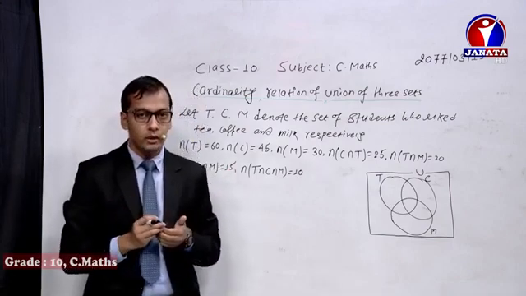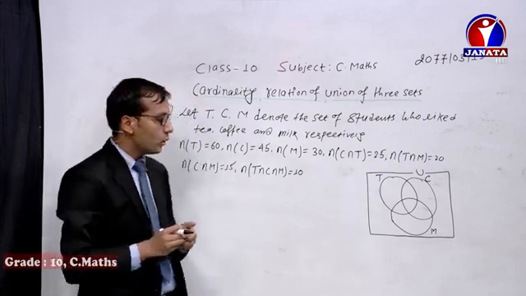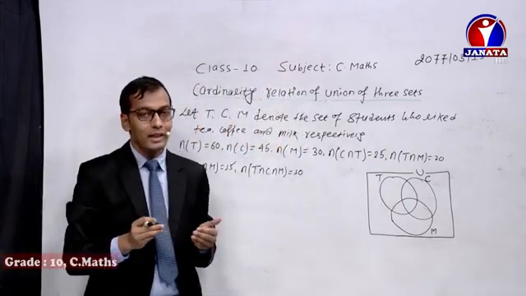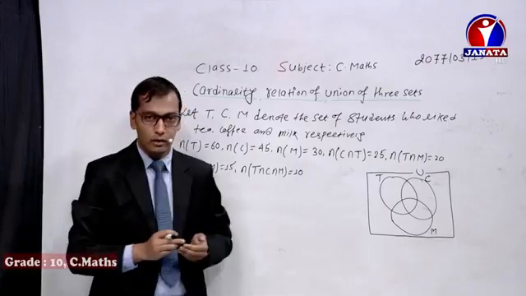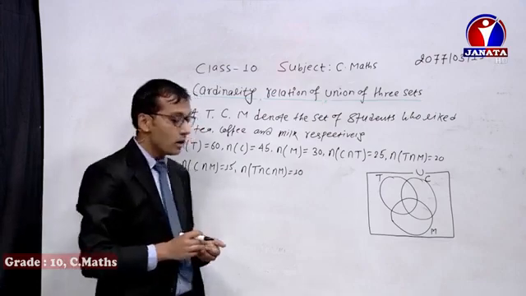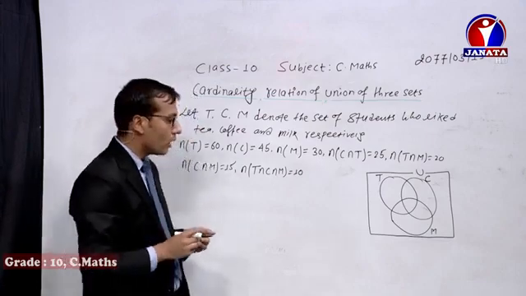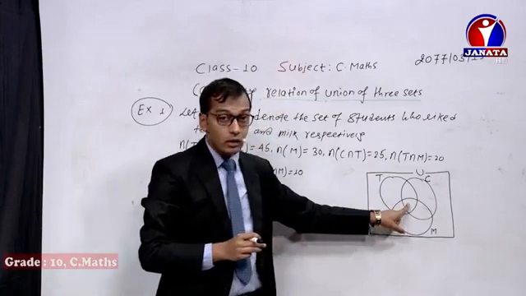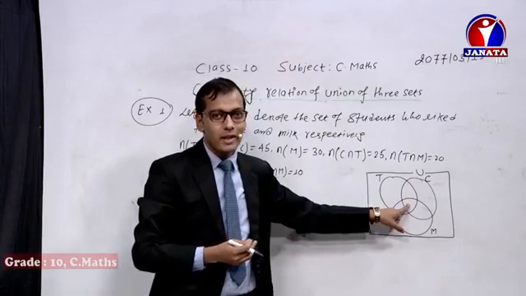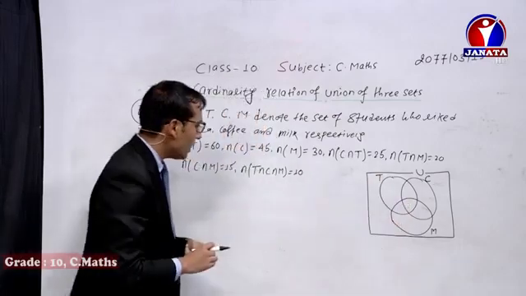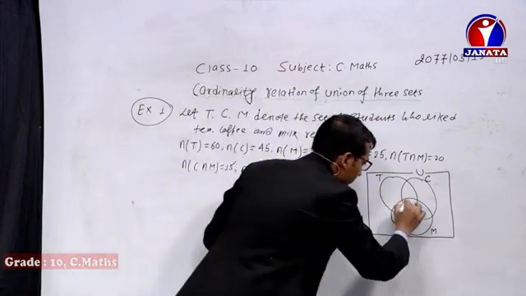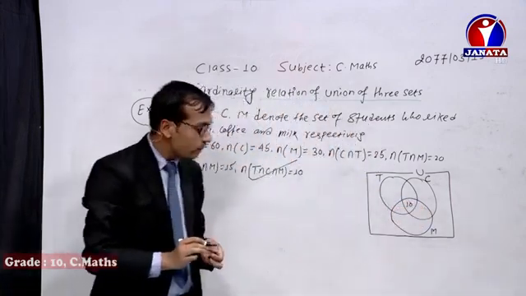This is the main concept. In case of 2 subsets, it's similar: we fill the common region of the 2 sets. Similarly, here in case of 3 different subsets, we start inserting the number in the middle region, the intersecting region, which is the common region of all 3 sets, T, C and M. So what is the intersection of all 3 subsets? This is 10. So let's put 10 in the common region.